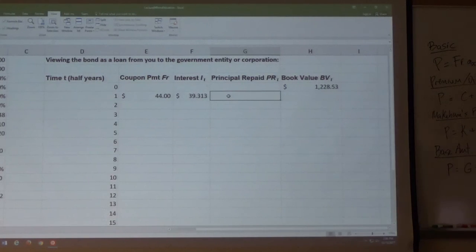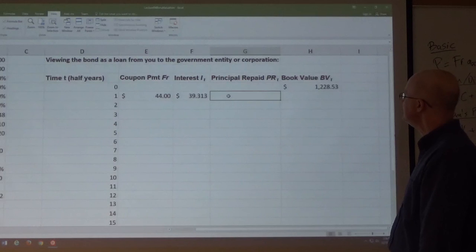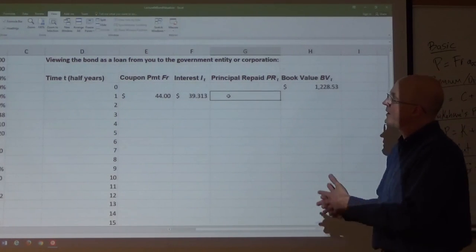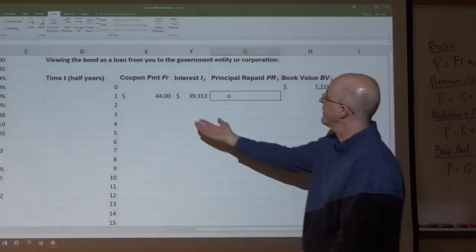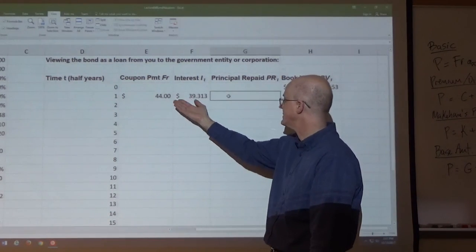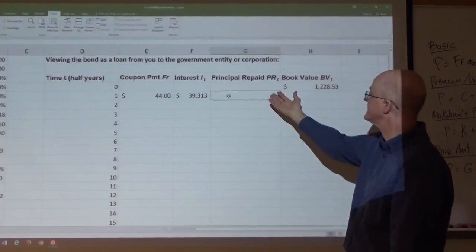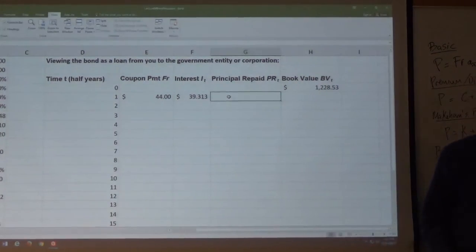Remember, when you buy the bond at a premium, that means you're sort of made up for it by the coupon payments being relatively high. They are paying more than the interest that they owe you, which you can see here. The difference, 44 minus 39.31, will be the principal repaid, the amount that the book value goes down.